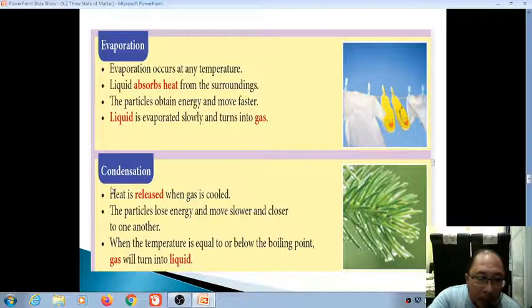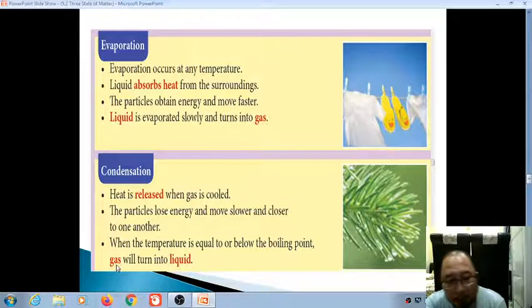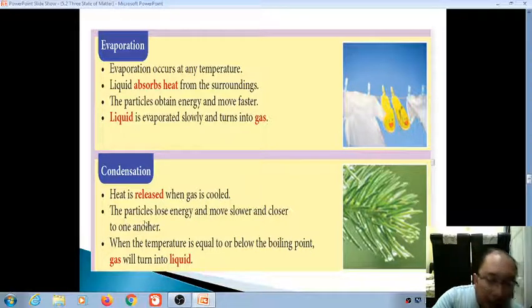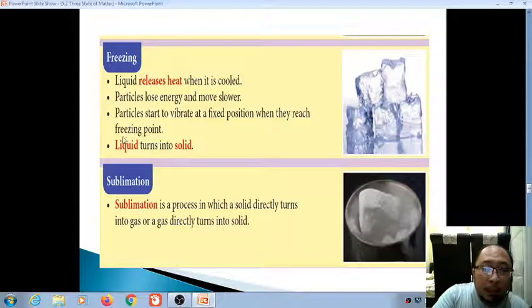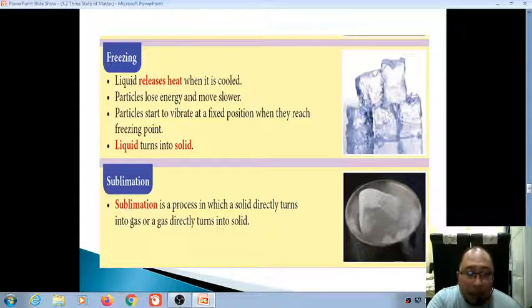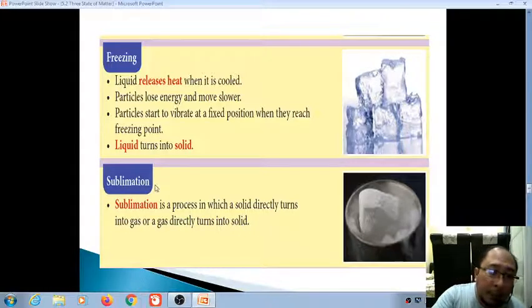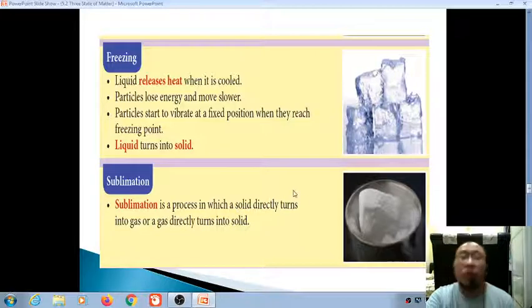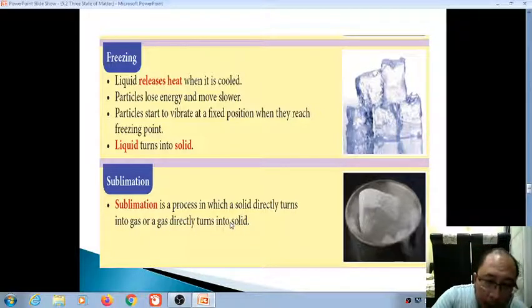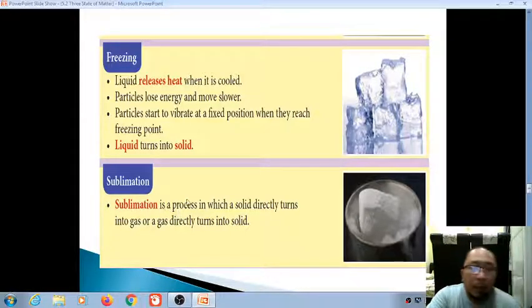Okay, condensation. What is condensation? Condensation is the process of gas turning into liquid. So what exactly happens? Heat is released when gas is cooled. When heat is released, particles lose kinetic energy, move slower and become closer to each other. When the temperature is equal to or below the boiling point, gas will turn into liquid. Freezing is a process in which liquid turns into solid. So what will happen during freezing? Heat will be released. Sublimation is a process in which solid directly turns into gas or gas directly turns into solid. It means no solid to liquid, liquid to gas, but solid turns directly into gas or gas directly into solid. This change of state of matter is called sublimation.